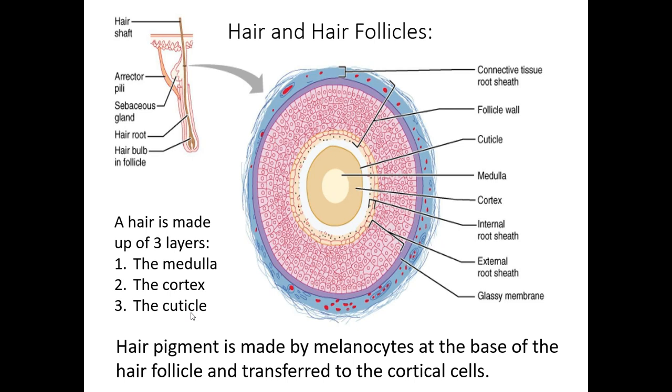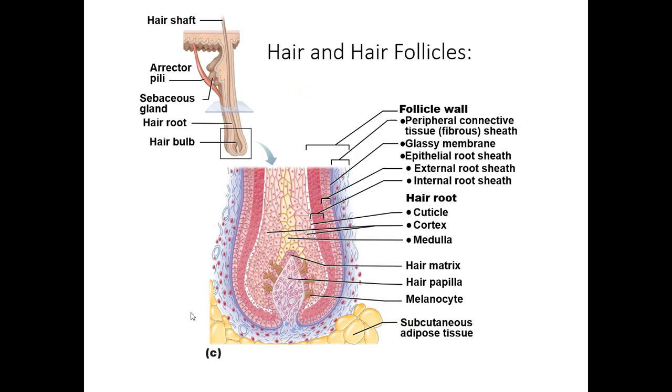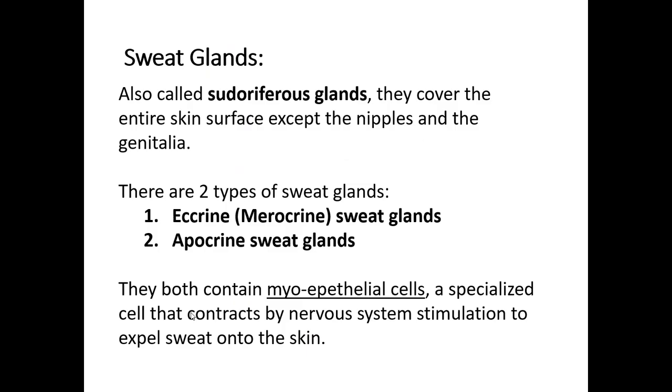Finally, the cuticle. The hair cuticle is the outermost part of the hair shaft. It is formed by dead skin cells that overlap the previous layers we discussed, and they form a strengthening protective layer around the hair shaft. And then this is just another view showing you the location of all of those structures.